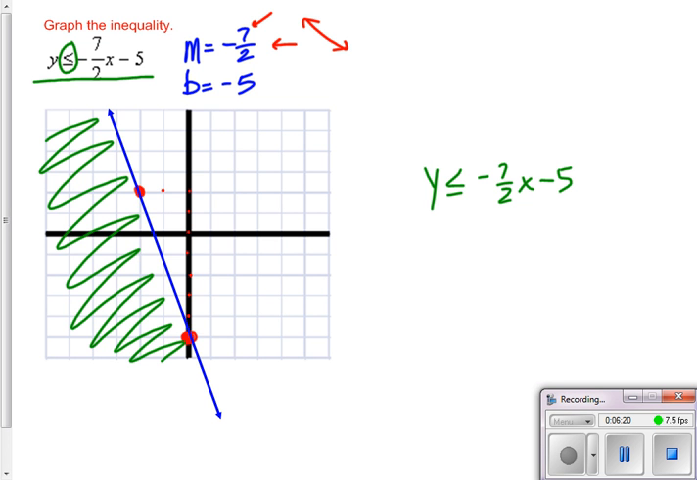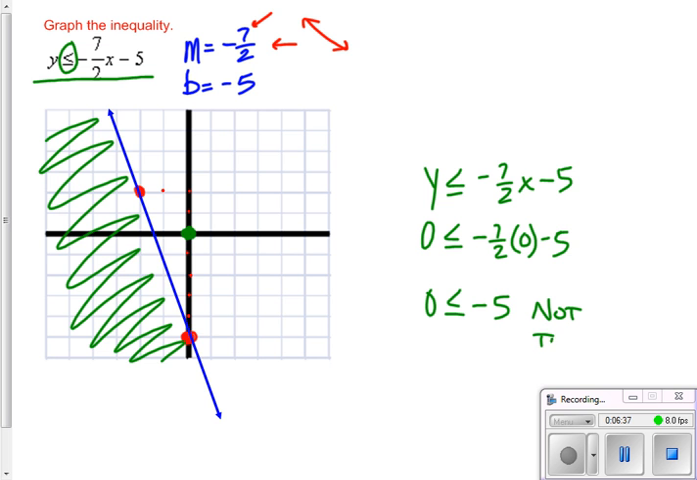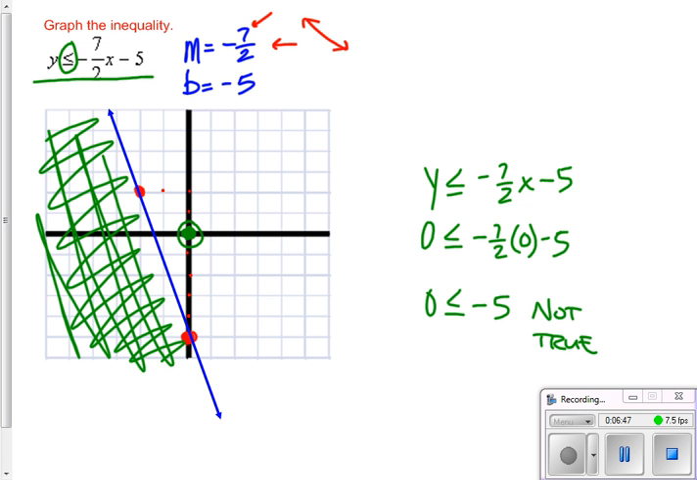As mentioned, for a test point, I like to use the origin if it's open, and it is. So there's 0, 0. Put 0, 0 into this equation. I have 0 is less than or equal to -5. This again is not true. So if it's not true, I don't shade the side where this plot is. And here's where that plot was. So I shade on the opposite side, and this would be this side as we've already shaded.